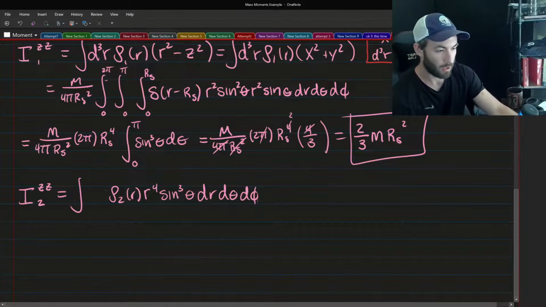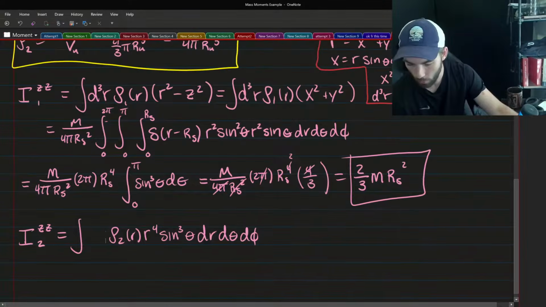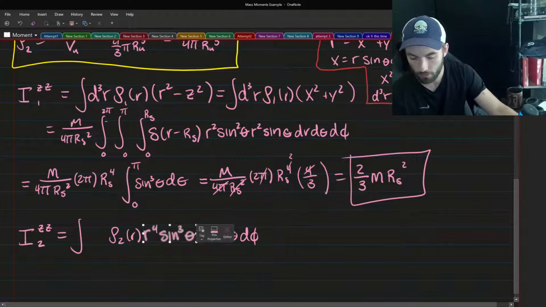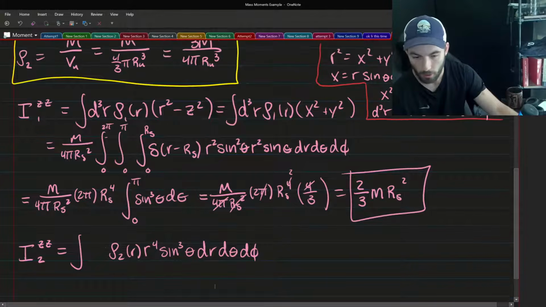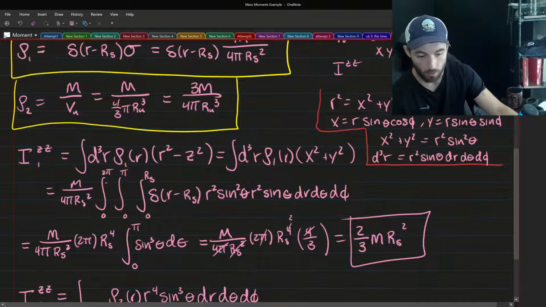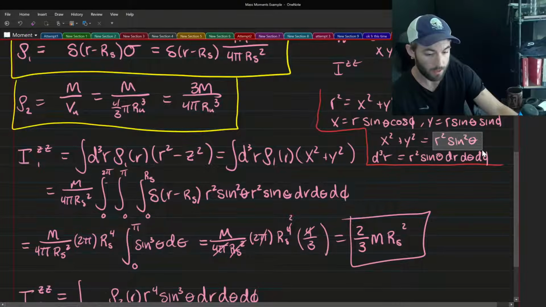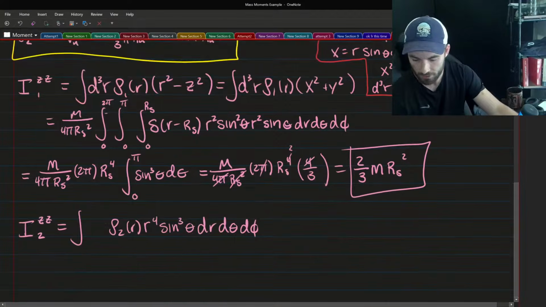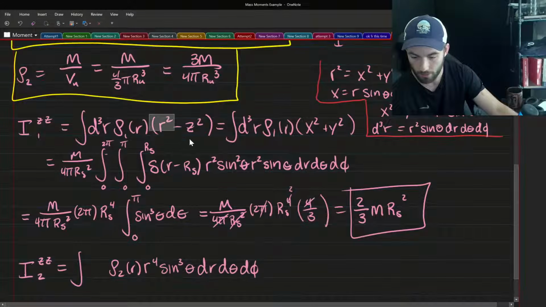Let me say exactly what I mean here. Where did this come from again? The r to the fourth sine cubed theta, we got one factor of r squared sine squared theta from the distance to the z-axis, x squared plus y squared. So that's where some of those factors come from. And then the remaining come from the r squared sine theta in the integration measure. So that's all that this is. This part is strictly this part times d^3r.